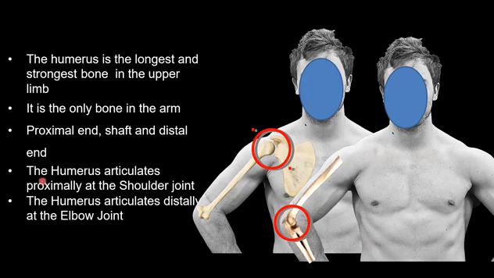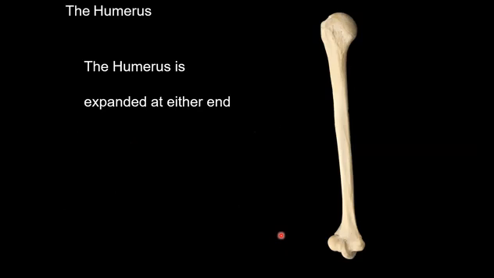So it has three parts: the proximal end, the middle shaft, and then the distal end. These are the three major parts. Each of them has a lot of features, a lot of clinical correlates that you need to know, important things that we need to mention about them. So quickly take a look at that. It articulates proximally at the shoulder joint, as I've shown you, and then distally at the elbow joint. You can see the expansion at both ends, the way it expands.